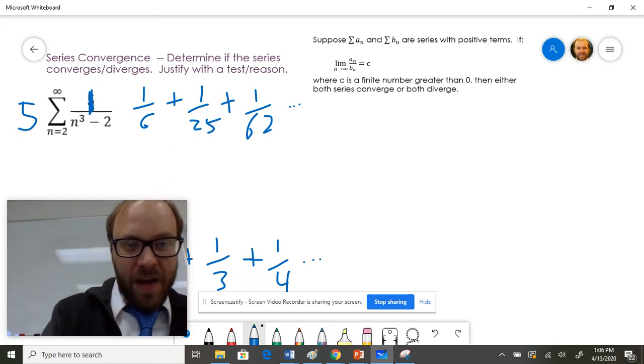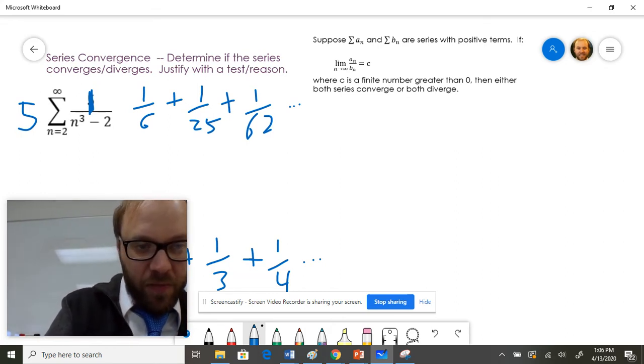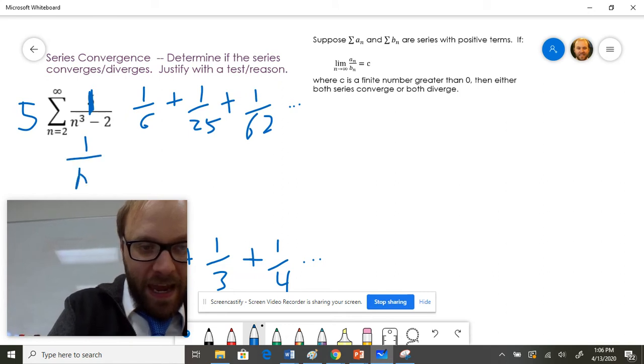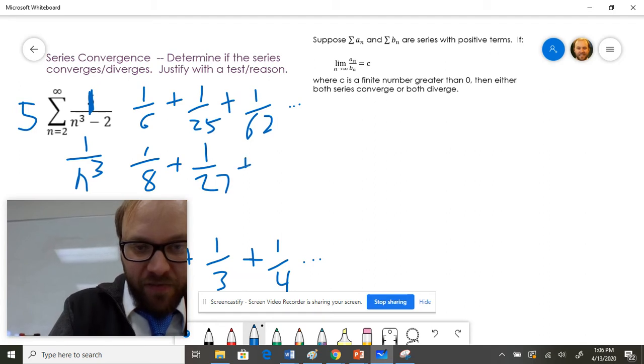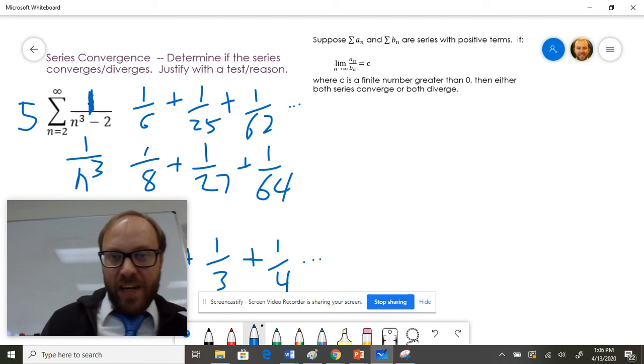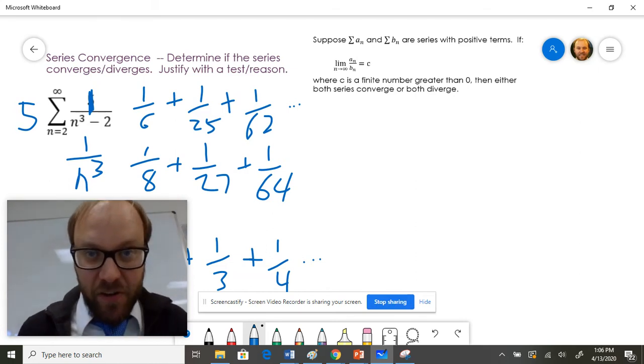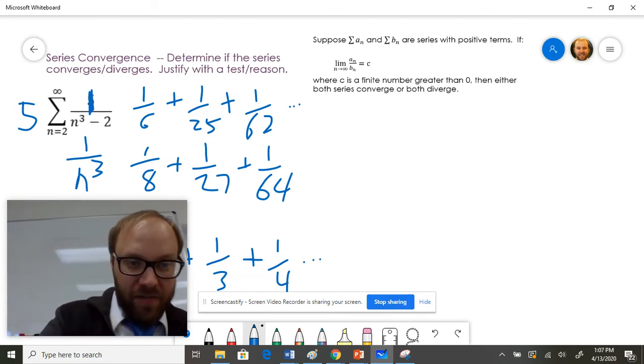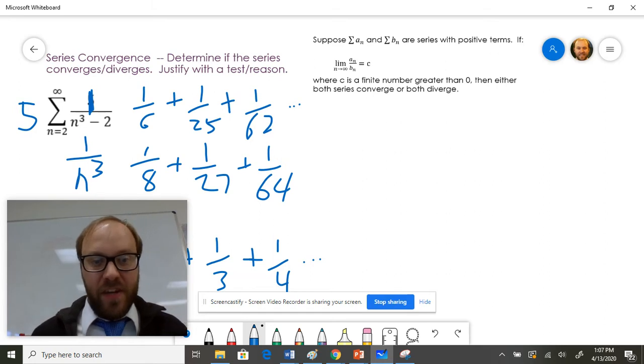So I'm going to do a comparison here to 1 over n cubed, okay? And I'm going to write out a couple of terms of that. 1 over n cubed, that's going to give me an eighth, and that's going to give me a 27th, and it's going to give me a 64th. And you'll notice here that I have a problem. 1 over n cubed is a p-series that's convergent. We have a p-value of 3, and that's greater than 1, so it's going to be convergent.